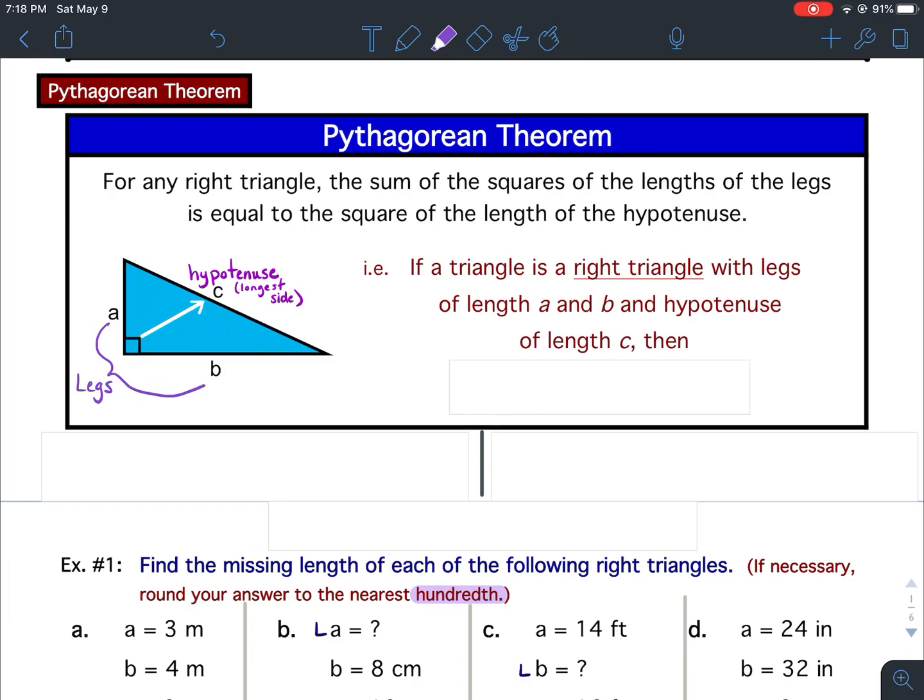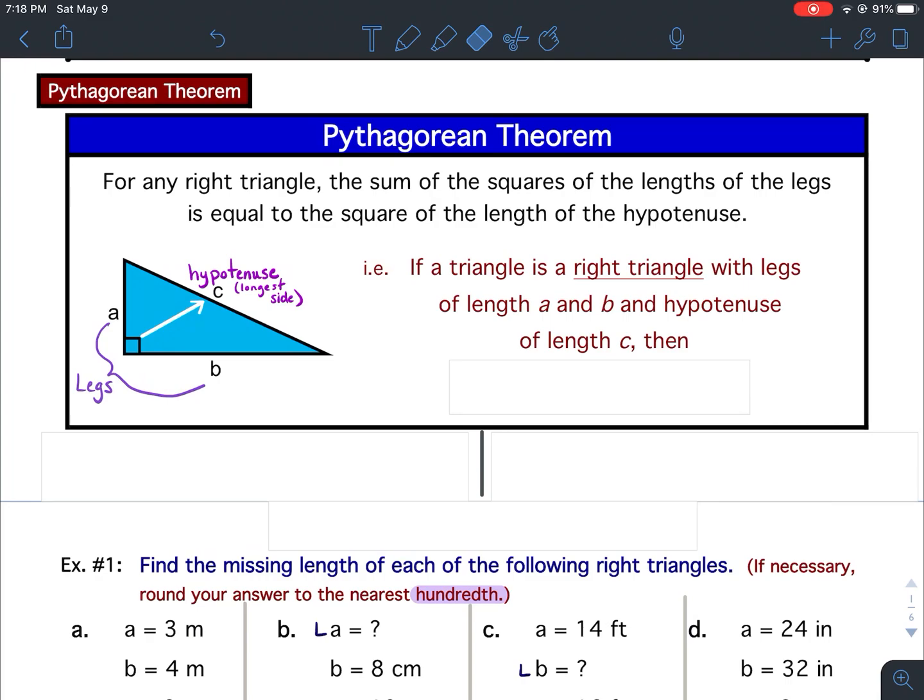For any right triangle, the sum of the squares of the lengths of the legs is equal to the square of the length of the hypotenuse. You got that, right? You understand exactly what the Pythagorean Theorem is by just simply reading that definition right there, right? Of course not. It's very wordy and hard to understand just by reading it.